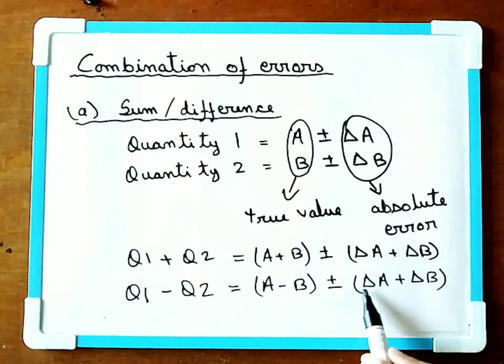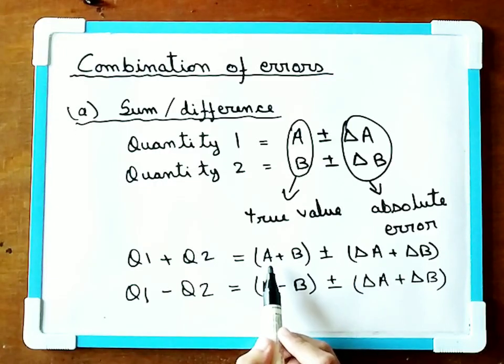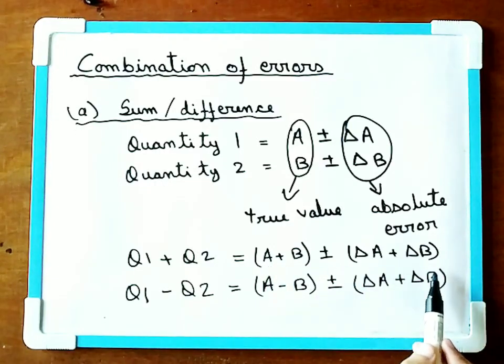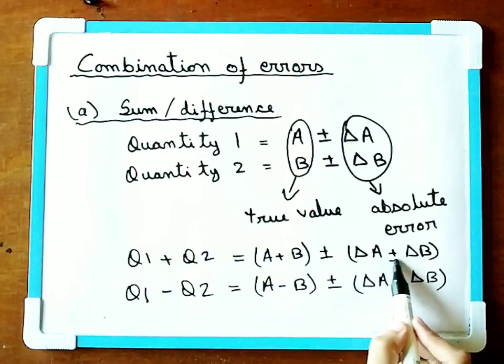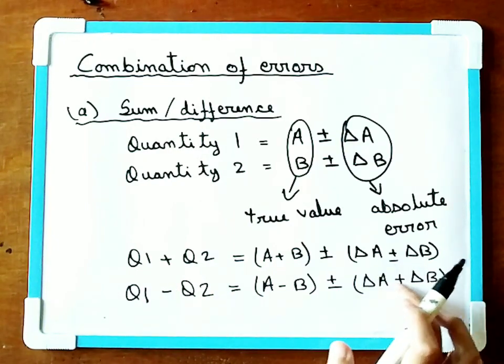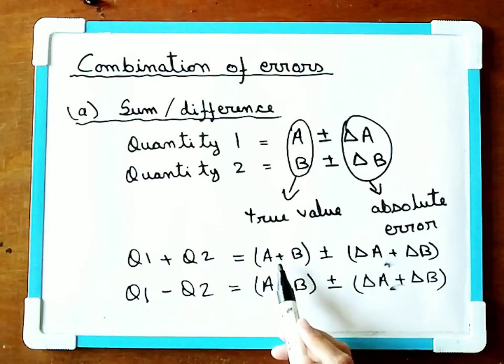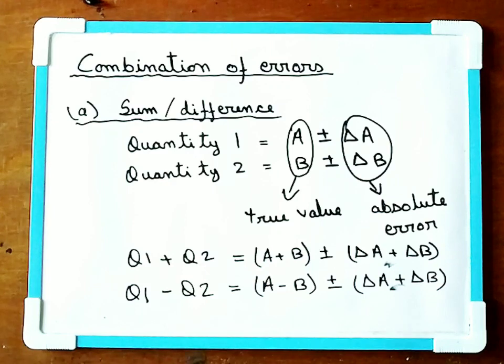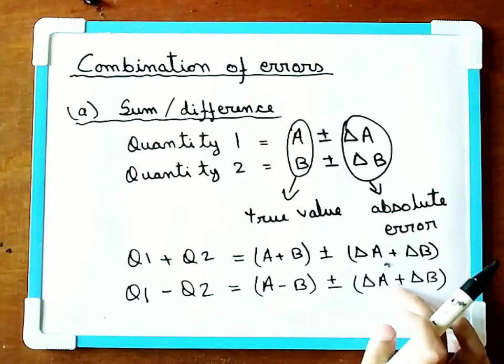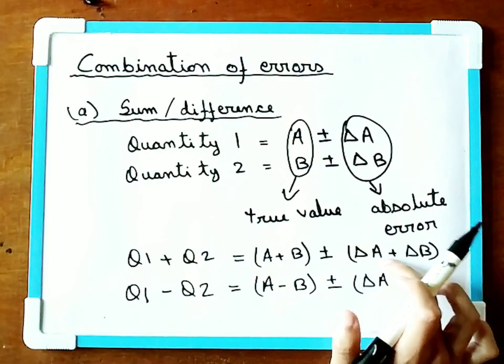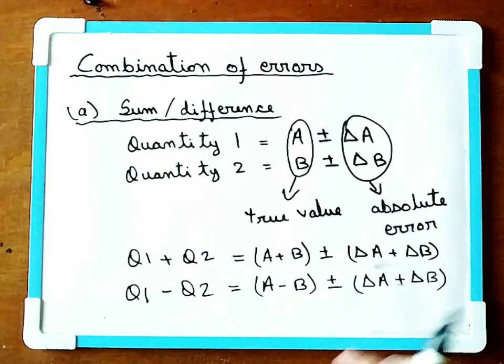Okay, so in both the sum and the difference, you can see the absolute error is found by adding the absolute errors of the two quantities. Except for the true value, where you take the difference, for the absolute error you'll always have to add the absolute errors of the two quantities. It doesn't matter if it's plus minus. Here it should always be plus, and here it depends: if you take the sum, it's plus; if you take the difference, it will be minus. So that is one way of finding the error when you combine two quantities, that is by summing the two quantities or by taking the difference.